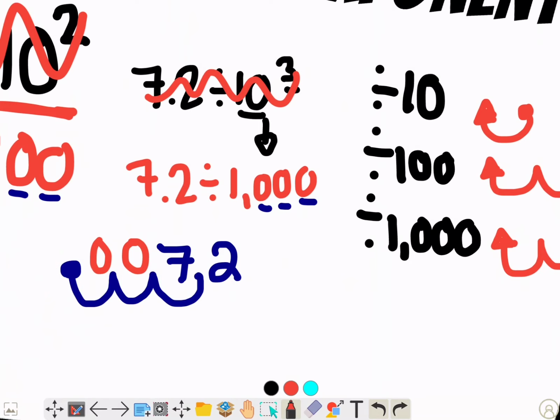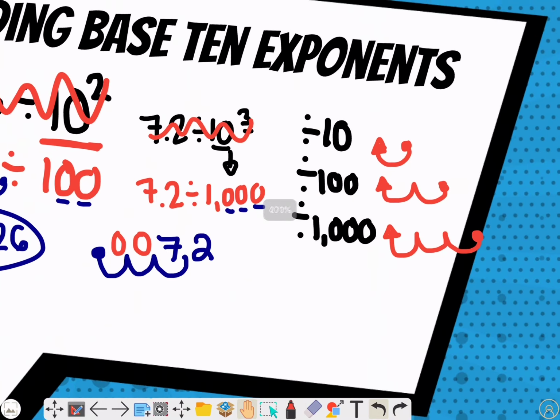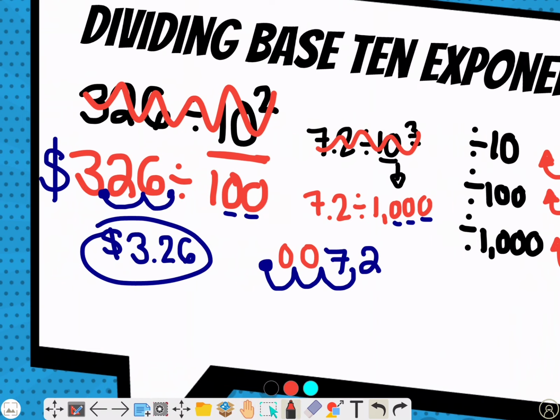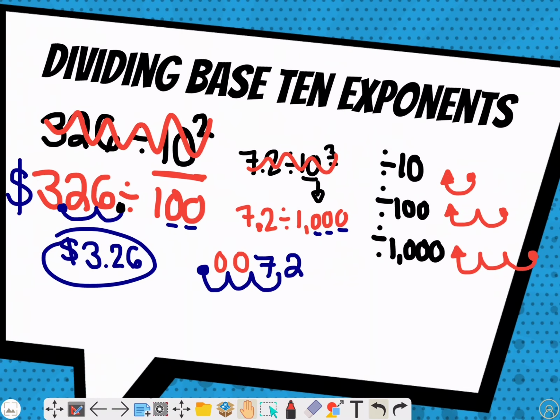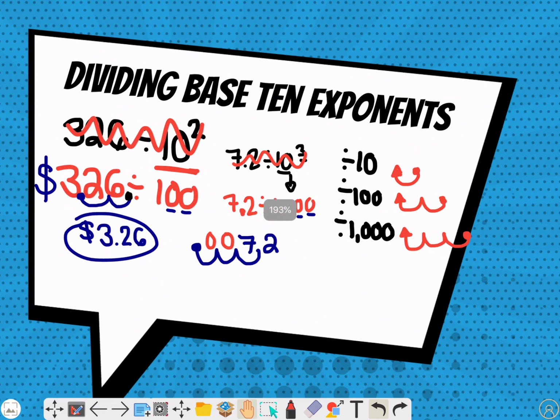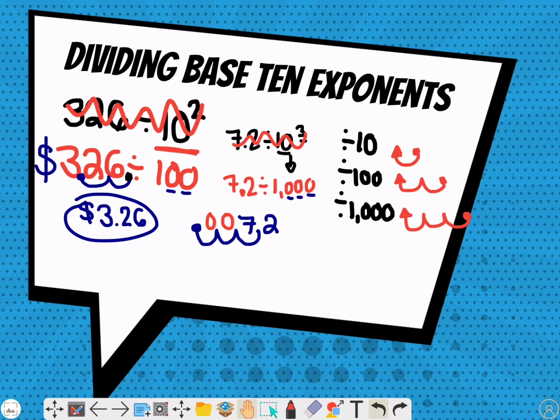So just remember, you are jumping over a decimal. If your decimal is not there, put it in a place that's not going to change the value, at the end of the number. If your decimal is there, you know which way you're going to be jumping it. And remember, if you are dividing by 10, 100, or 1,000, you must be jumping the decimal over to the left.